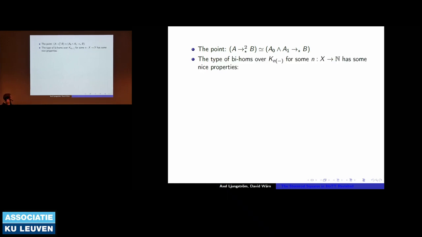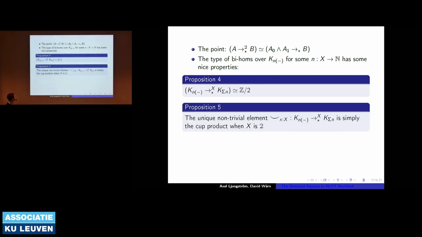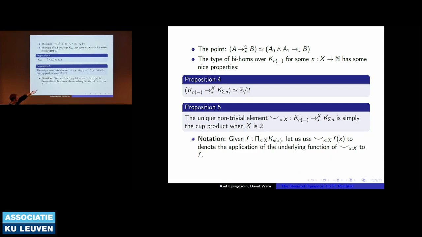Right. Okay. Now, the type of bihoms over a family of Eilenberg-MacLane spaces will have some especially nice properties. The first property is that if you look at the type of bihoms over Eilenberg-MacLane spaces, this is always just Z mod 2. And Z mod 2 is a nice type. It doesn't contain that many points. You can pick the non-trivial one, and let's just call it the unordered cup product. So under this equivalence, we just pick the non-trivial element, and we call it the unordered cup product. And we can quite easily show that when X is the Booleans, this is actually just your usual cup product. So that's nice. Now, notation: given an unordered pair of points in Eilenberg-MacLane spaces, I'm just going to write cup over x in X of f of x to denote the application of this non-trivial element to your unordered pairs.